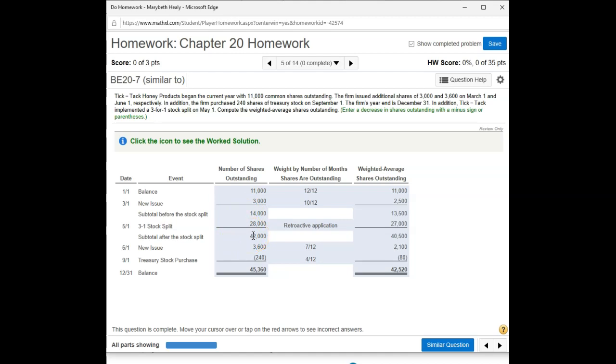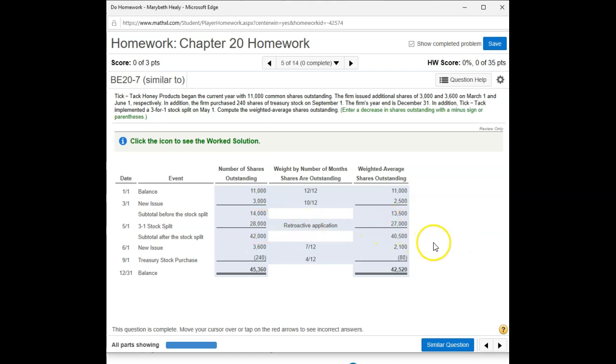And so the retroactive application, we have to look, where were we on the far right side? 13,500. Multiply that by 2 to get 27,000. So assume for every one of those 13,500, there are now 3 of them. So 40,500 is 13,500 times 3. So the retroactive application is adding the new shares in both columns.